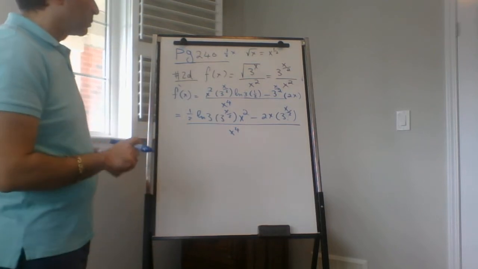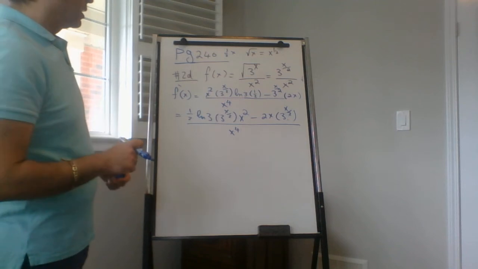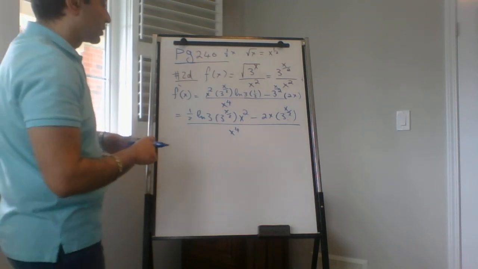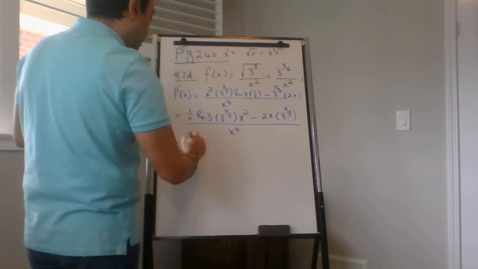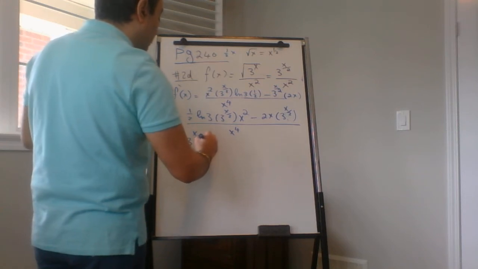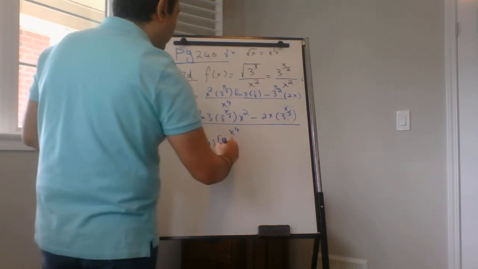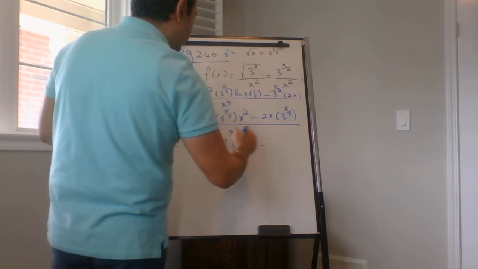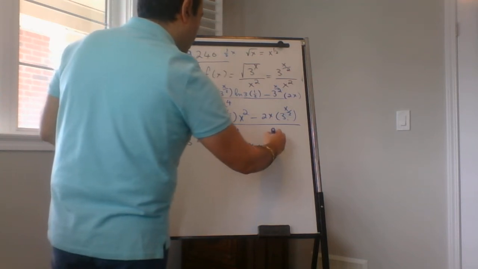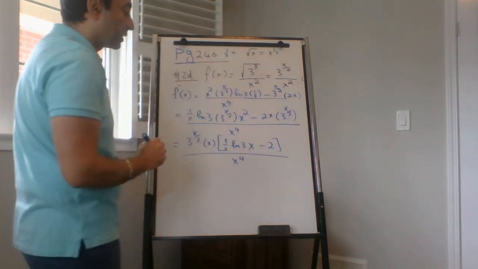Again, if I want to simplify this, and it's always good practice, I will factor out the common factors. The common factors here are x and 3 to the power of x over 2. So 3 to the power of x over 2 times x is common. What will be left inside is 1/2 ln 3 times x minus 2, over x to the power of 4. Yes, now I can simplify.